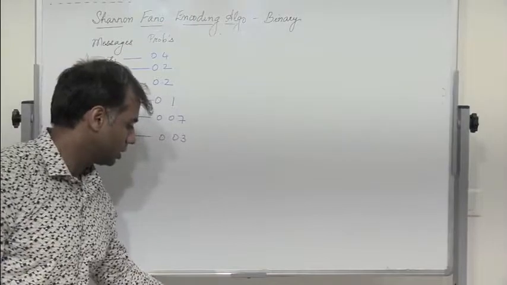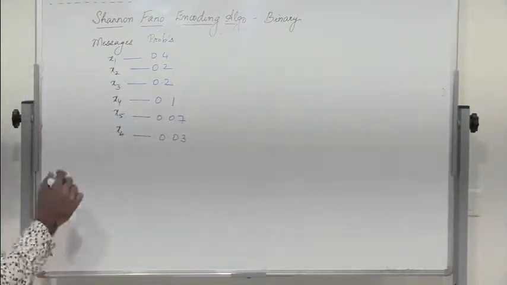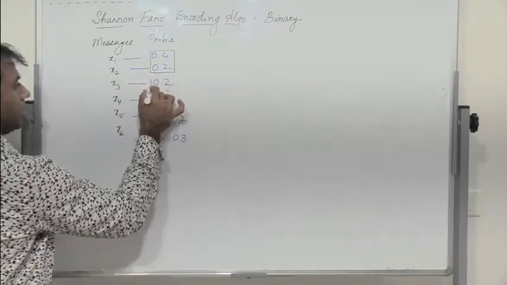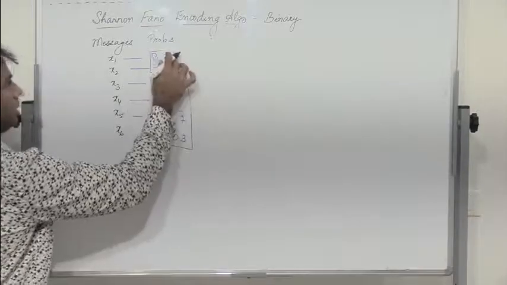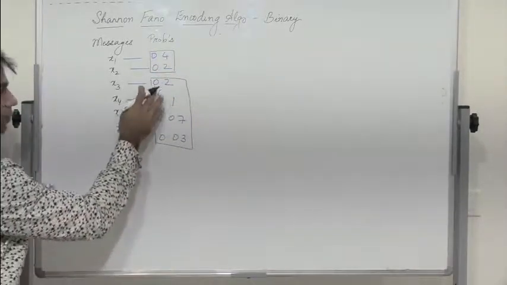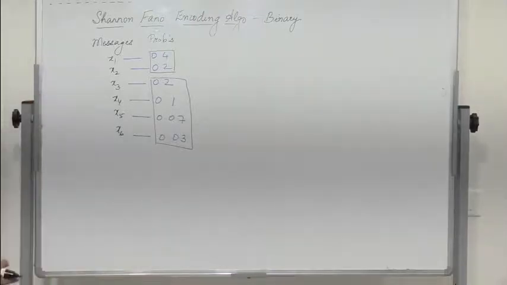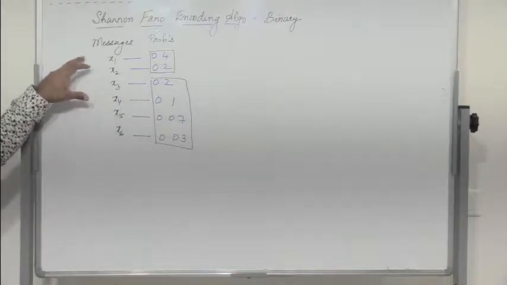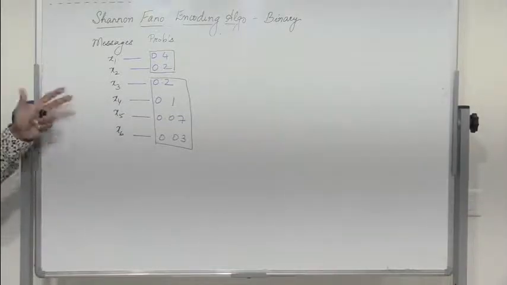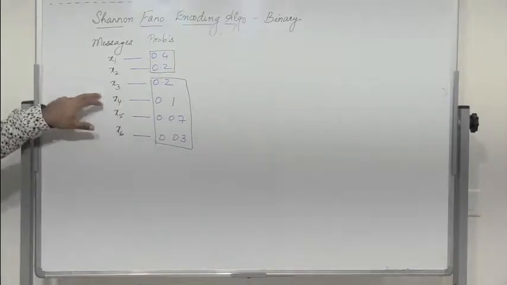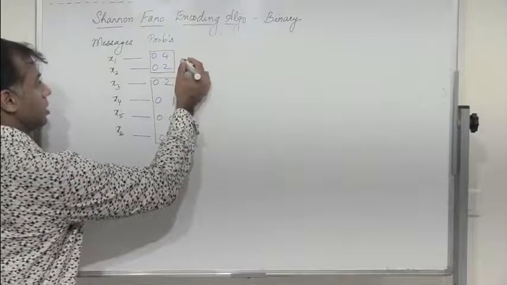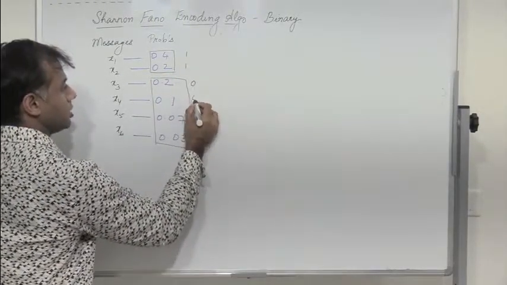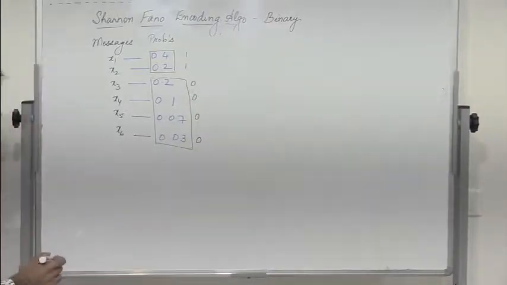So now divide this into two groups of nearly equal probabilities. Let me combine these two and let me combine these 4. When I add these two, it is 0.6. When I add these 4, it is 0.4. So they are nearly equal. We cannot have 0.5 and 0.5, because you will not get a case where you have 0.5, 0.5. So they are nearly equal, that is 0.6 and 0.4. So 1 is assigned to the first group and 0 is assigned to the second group.